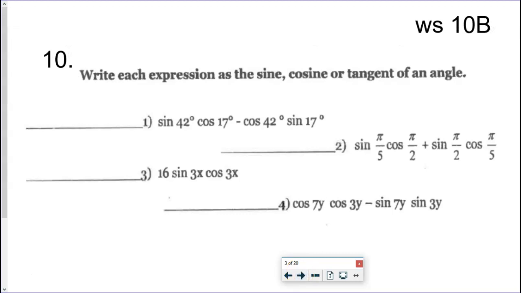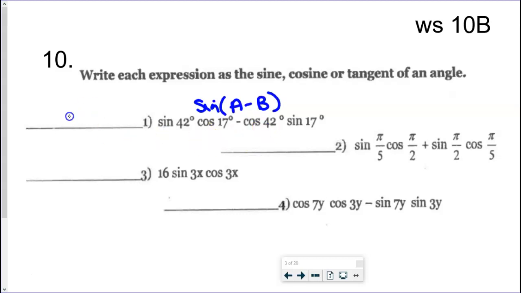So the first thing I'm looking at is worksheet number 10 on the back side, and they want you to write this as a single expression. So using your blue formula sheet, or when you're testing the purple formula sheet, you're looking at all those identities. And I'm seeing sine, cosine, cosine, sine. This is the difference formula for sine. This is the sine of a minus b.